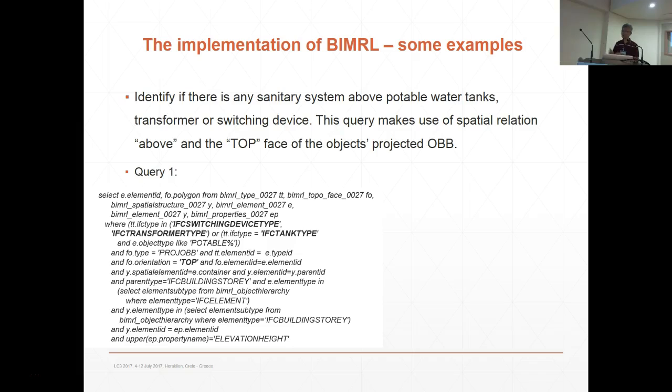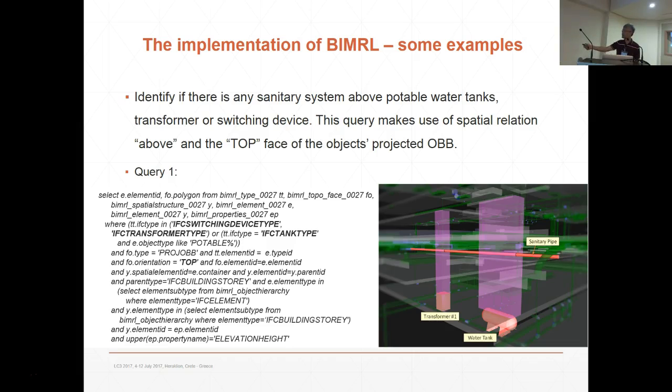The first query is getting the information about the objects of interest. In this case, there are 3 types of objects of interest: the switching device, transformer type, and tank type that has a specific property of potable, which is drinkable. And then it collects the information from the oriented bounding box in the top face of it. So what we are interested in is the oriented bounding box of those objects, and then we only want to get the top face. For the reason that we get the top face, we make an extrusion, and then we can later on perform the spatial operations, right?